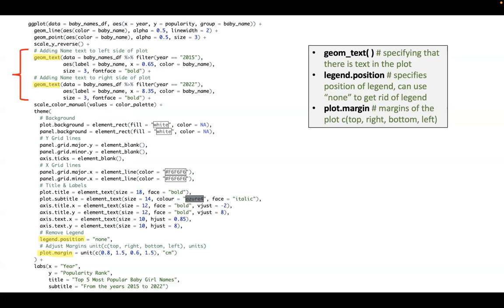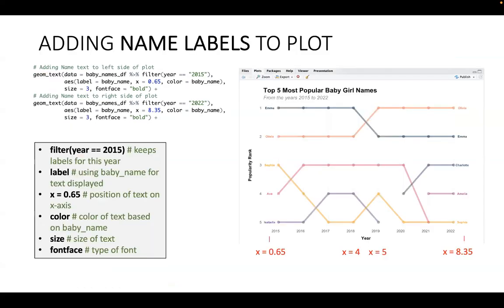The highlighted geom text values above are what we will use to add our baby names to the left and right sides of our plot. We use the geom text function when we want to add text to our plot. We have two geom text functions in this case because we want to add the baby names to the left and right sides of the plot.